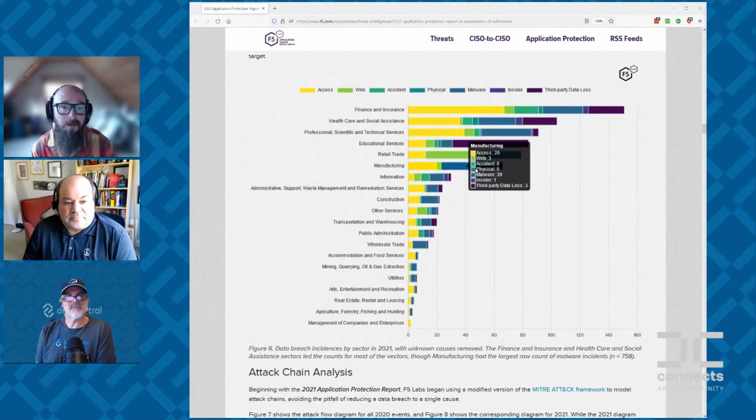Some of it didn't even bother with the encryption technique, and they just exfiltrated data, and didn't even bother with the ransom, which I think is fascinating.